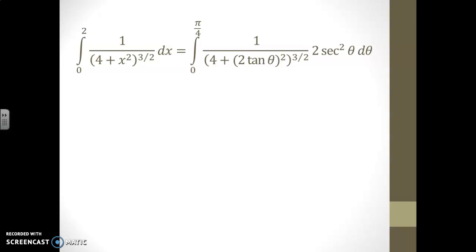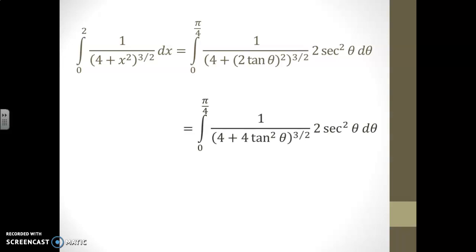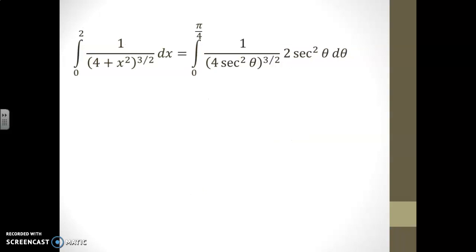Here is what happens to our integral when thetas are applied to all the different x's. Inside the fractional exponent, there is a 2 tan theta that can be squared. And once again, we are creating a common multiplier of 4 that can be factored, leaving 1 plus tan square, which happens to be a secant square. Apply the fractional exponents to both the 4 and the secant square that are in the bottom parentheses. 4 to the 3 halves is 8, and secant square theta to the 3 halves becomes secant cube.